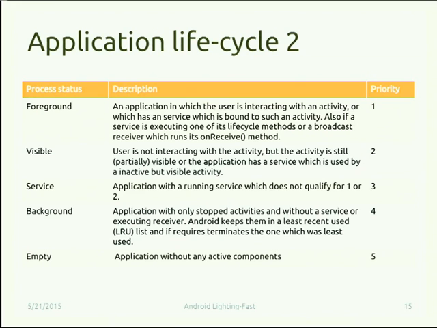Second status is visible. The application is there, it's still visible, but only partly. There is some other application which is overlapping and which is actually active. So the application is still there, its screen is visible, but it's performing no activity, basically. In that case, the priority decreases a bit. So if the system starts throwing out applications because the memory is low, this visible application will be thrown out before foreground applications.